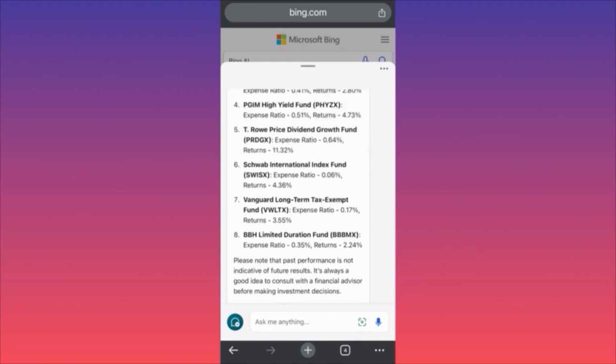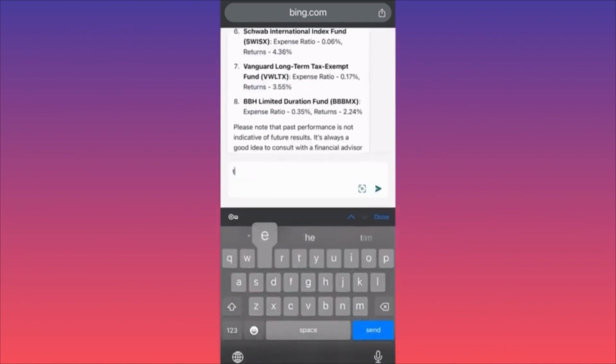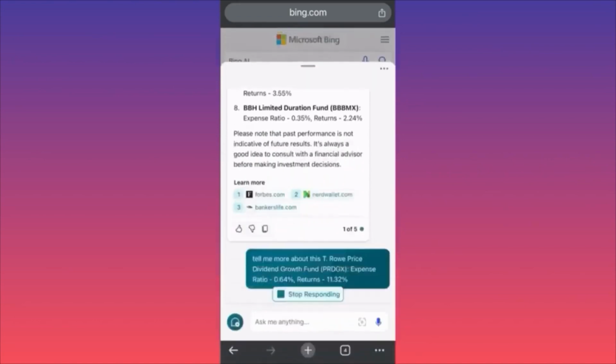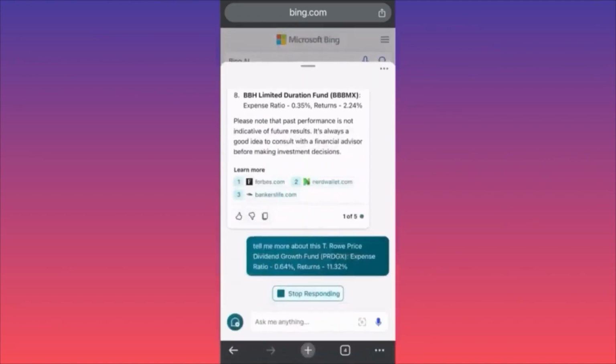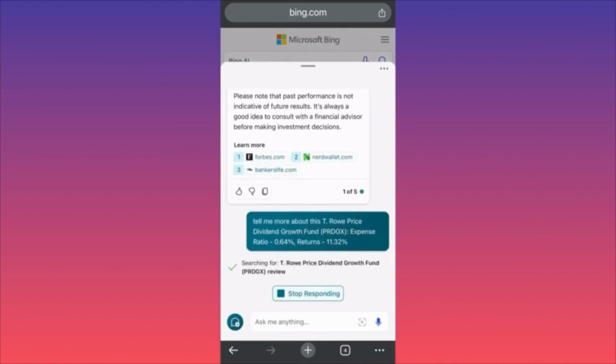What is this? So if we hold our finger and copy this one and paste it again, and tell me more about this, and here we're going to paste it. Because there is a dividend in the name, I presume there's a portfolio of dividend securities.